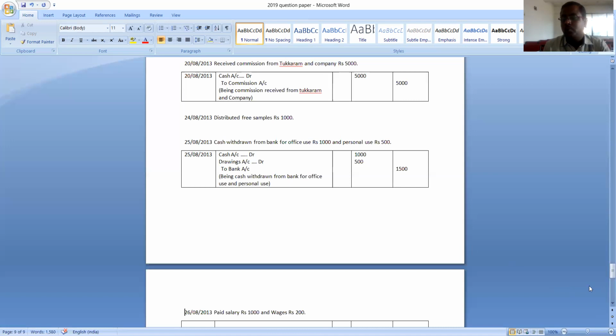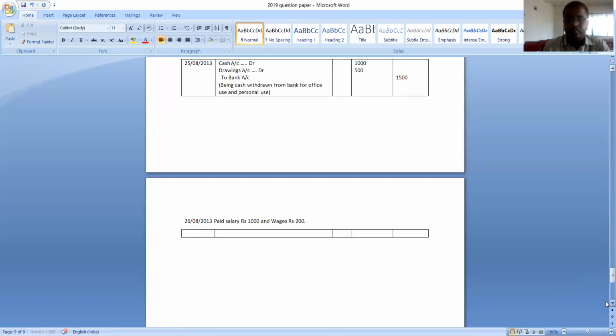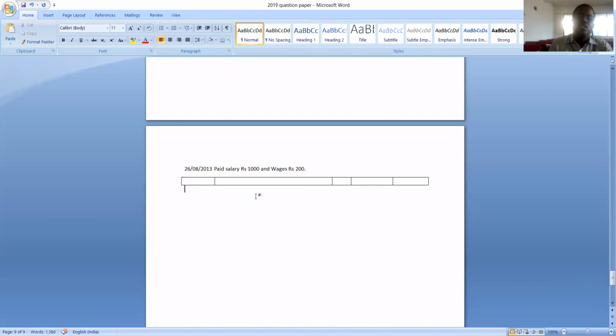Understood. Let us move towards the last journal entry. What is the transaction? It is dated 26th August 2013. The transaction is paid salary rupees 1000 and wages rupees 200. How many accounts are there here? Paid indicates cash account. What all things are paid? Salary and wages. So totally three accounts are there: salary account, wages account and cash account.